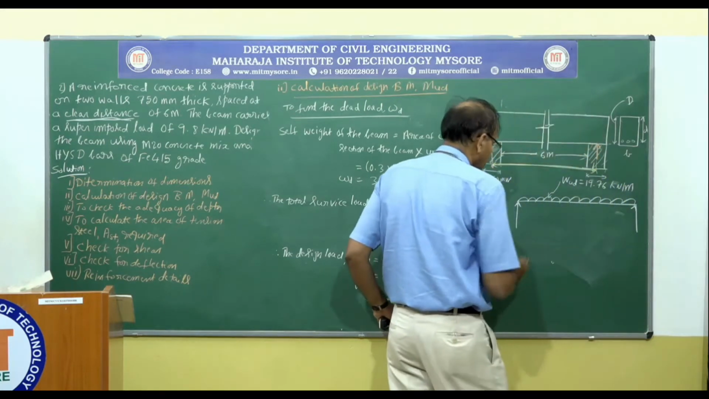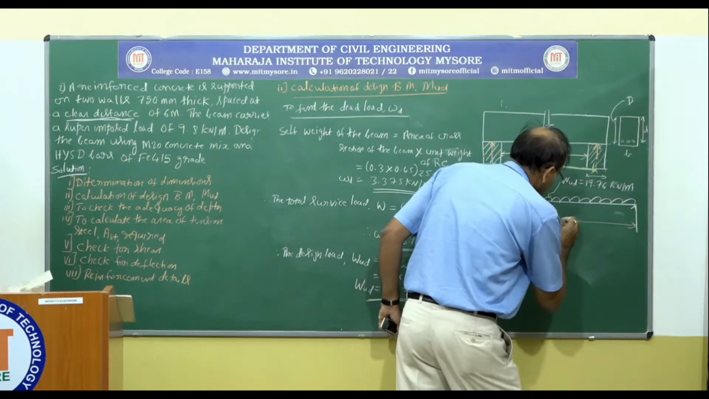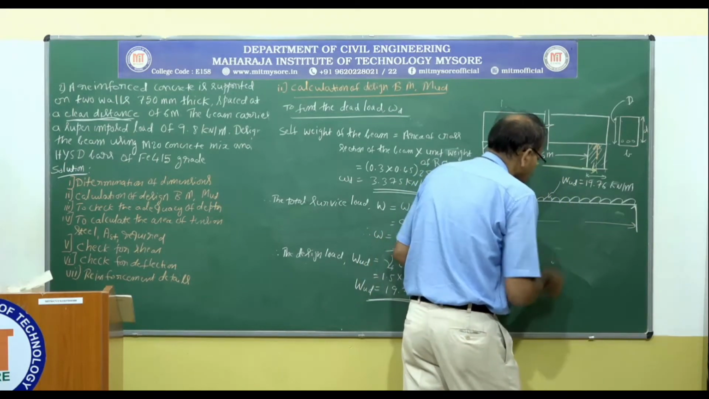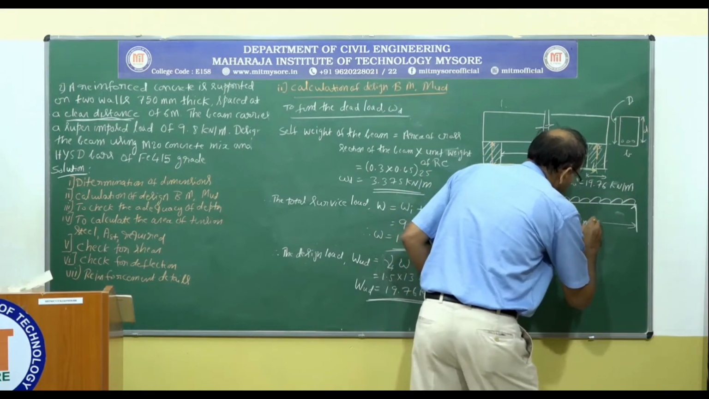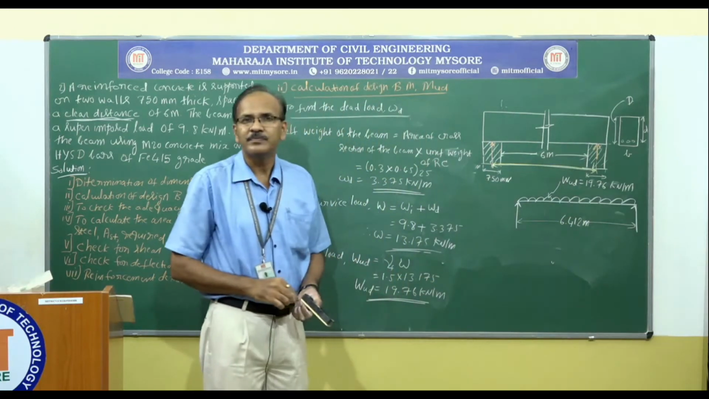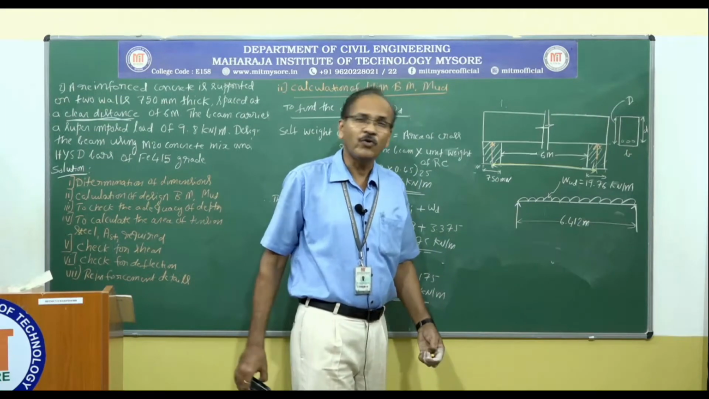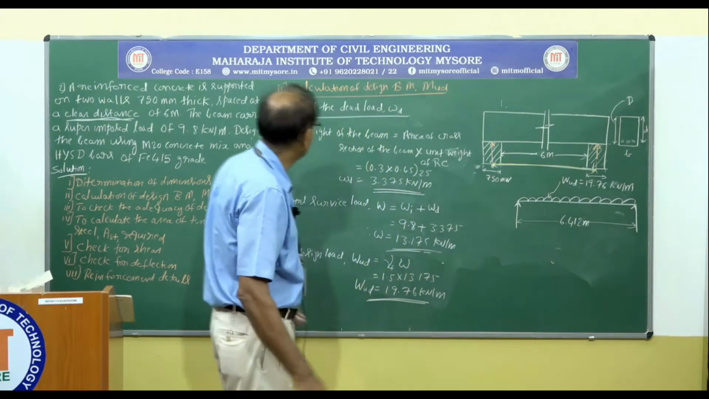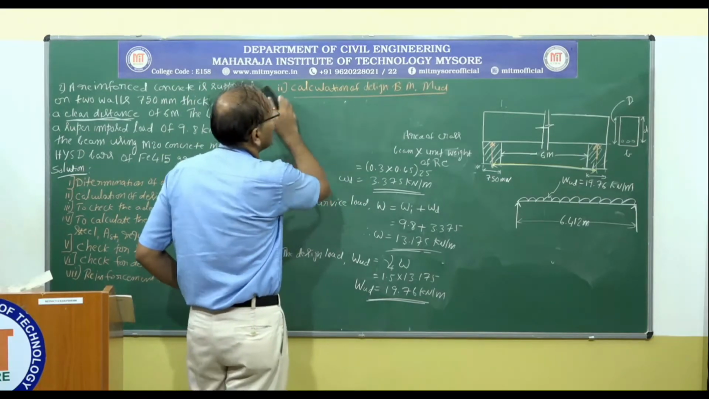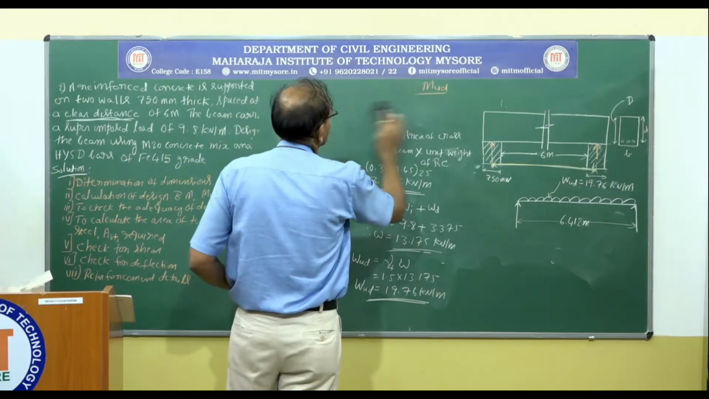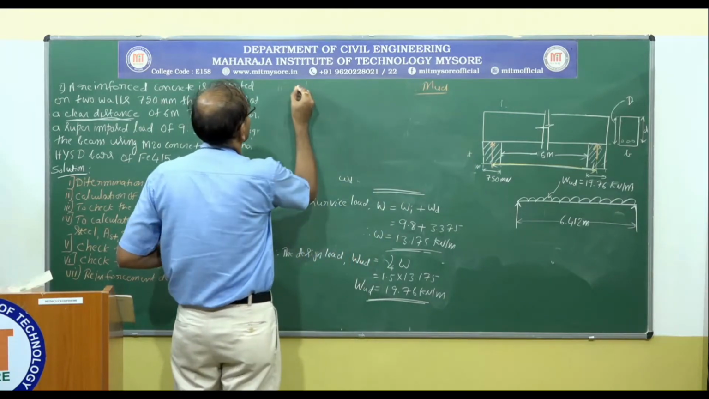...kilonewton per meter, and the effective span is 6.412 meter. Okay, this is the final loaded beam, and it is loaded with the design load. So this is the calculation of design bending moment.